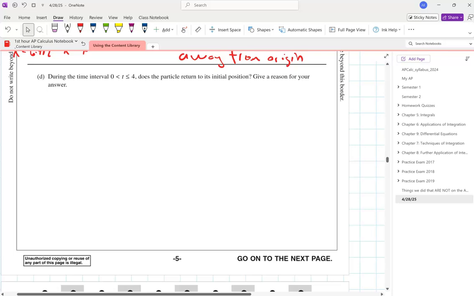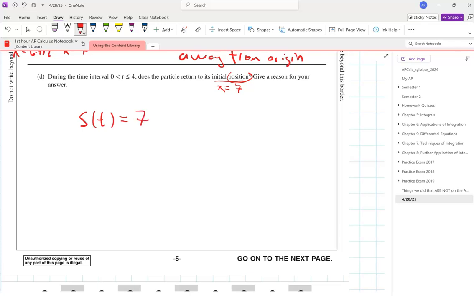It says, during the time interval from 0 to 4, does the particle return to its original position? Give a reason for your answer. So the original position is x equals 7, right? And we're talking about positions. So basically what I'm trying to solve is, does S of t equal 7?